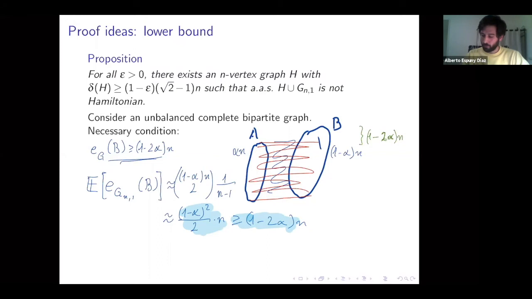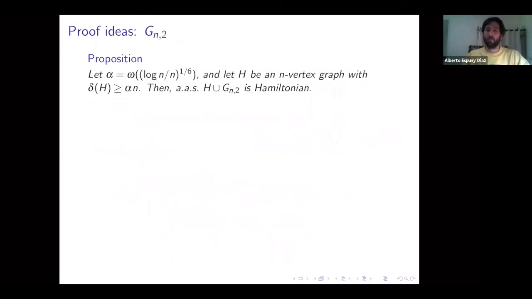So I'm going to start with 2-regular graphs, and rather than giving an idea for the whole proof of what we have shown, I'm going to start with this somewhat simpler proposition. So I'm not going to talk about pancyclicity, I'm only going to talk about Hamiltonicity, and also the degree has to be at least log n over n to the 1/6, rather than 1/4, which was what I claimed before. And the reason for this is that in this range of alpha, the random graph is going to satisfy some nicer properties.